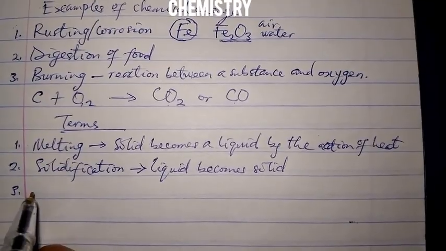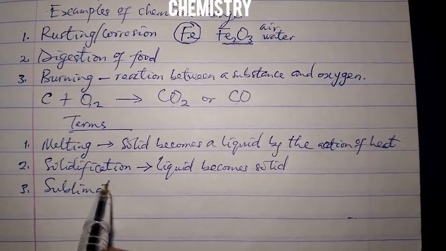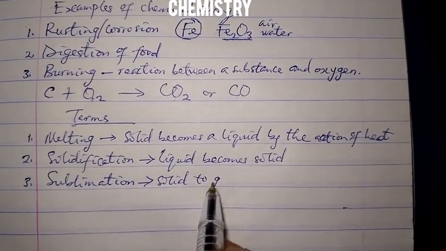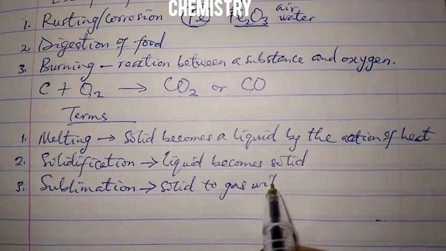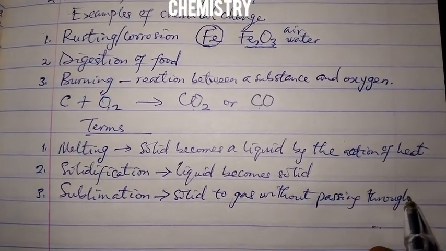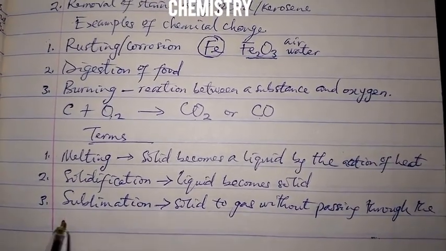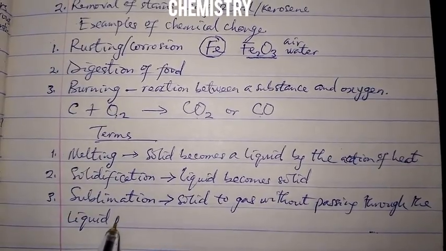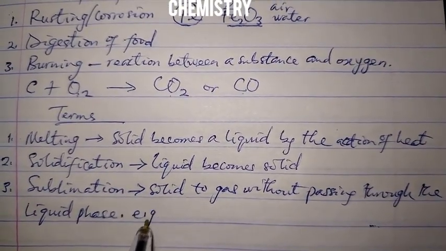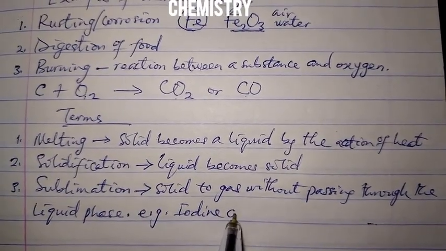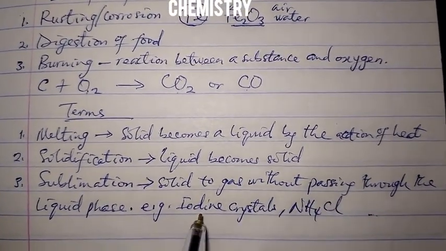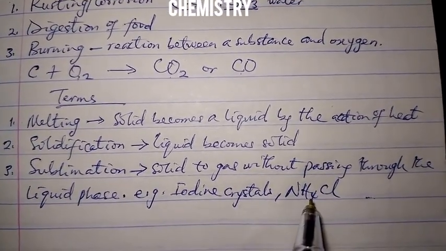Then let me mention sublimation. Sublimation is the conversion of a solid to a gas when you heat that solid without melting, without passing through the liquid phase. The liquid phase would have been melting, right? Which means there are certain solid substances that if you heat them, they will not melt, they rather turn directly to gases. Examples of such substances are iodine crystals. When you heat iodine crystals, you are going to have iodine gas. Another one is ammonium chloride. So these substances do not melt to give you the liquid form, rather they turn directly to gases.